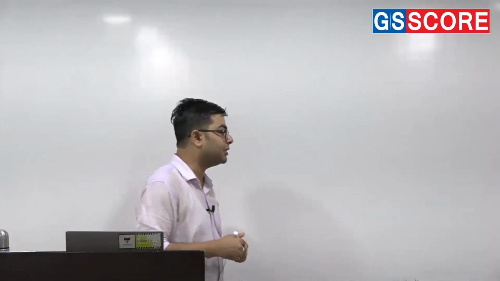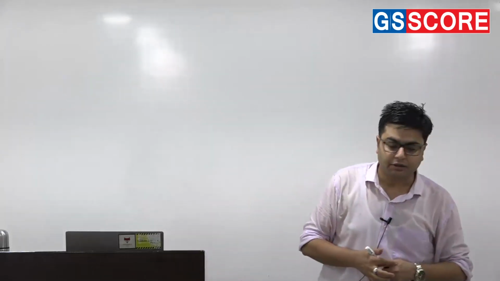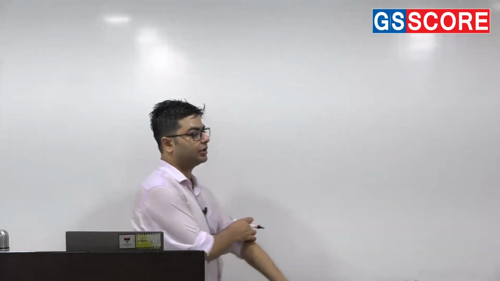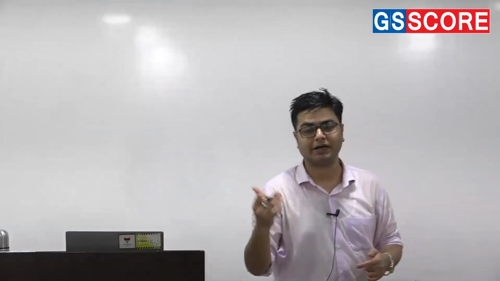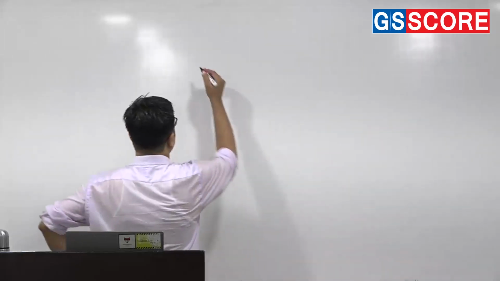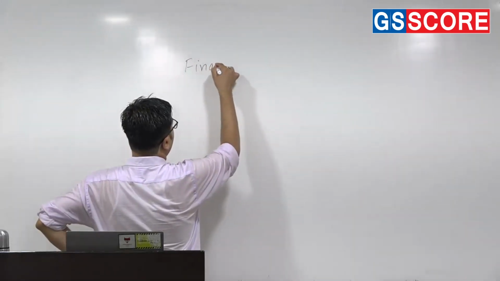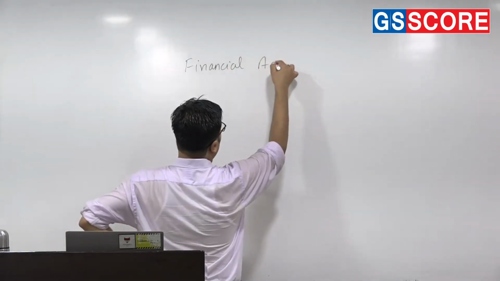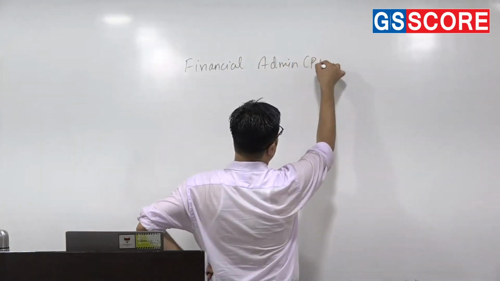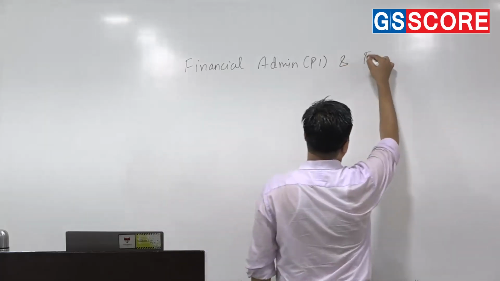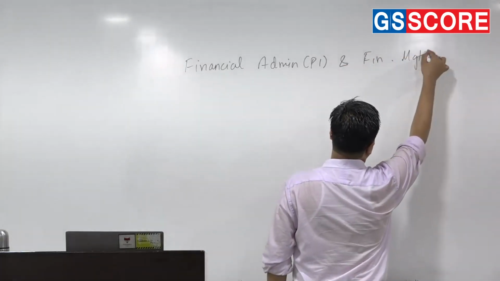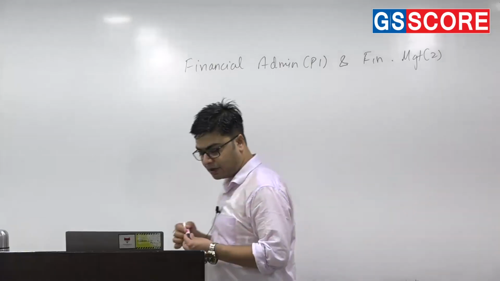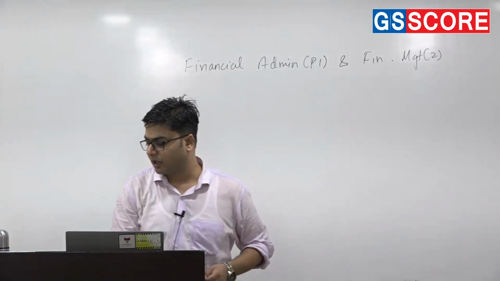Online. So last time we saw personnel administration, and today we are going to start with another unit which has a counterpart in paper 2, that is financial administration, which is part of paper 1, and financial management, which is part of paper 2, right?